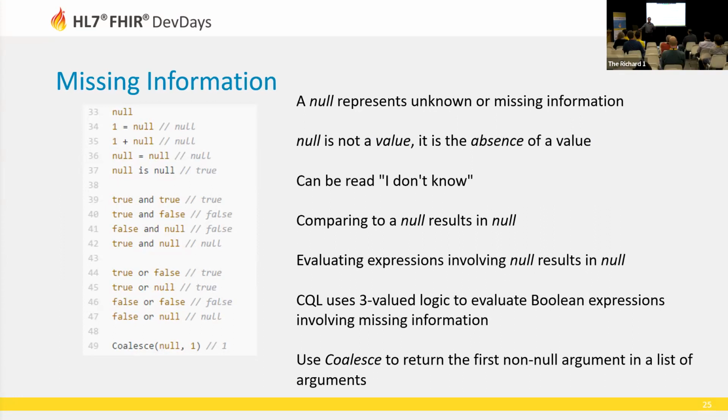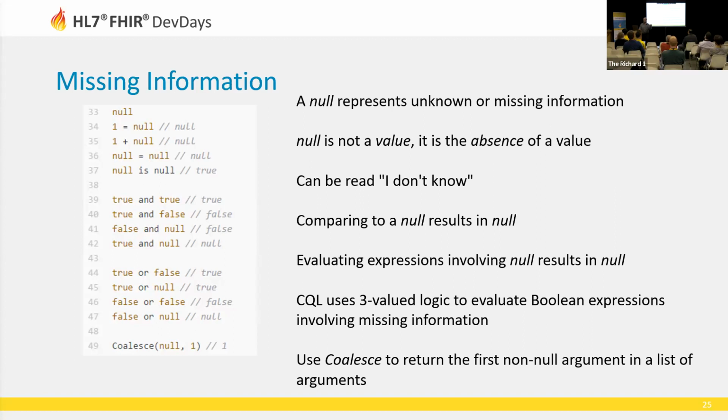So, missing information. How many of you are familiar with SQL and how SQL deals with nulls, right? This is exactly the same as that. It's SQL-style null handling, which means null is not a value. It is the absence of a value. And in CQL, it can be read as, I don't know. If an expression results in null, it means I don't know. Is that value greater than 10? I don't know what that value is, so I don't know whether that value is greater than 10. And that's a really important piece of logic, and we use that a lot.